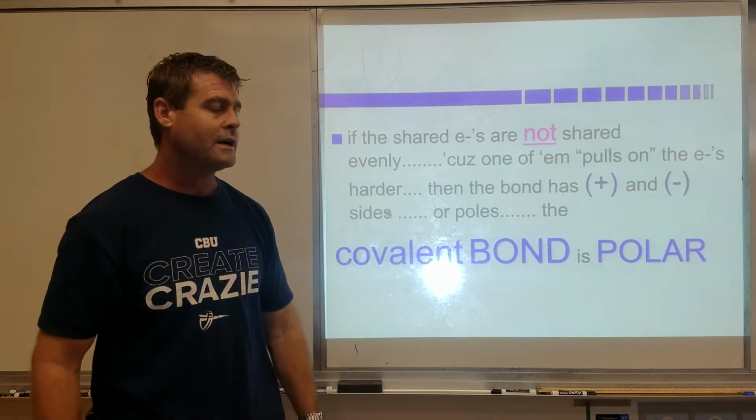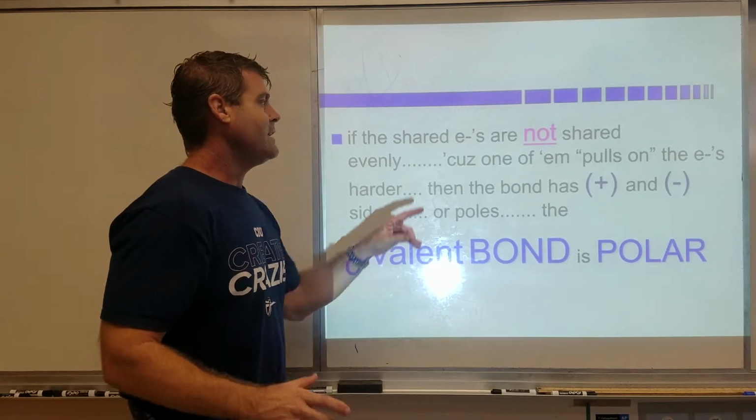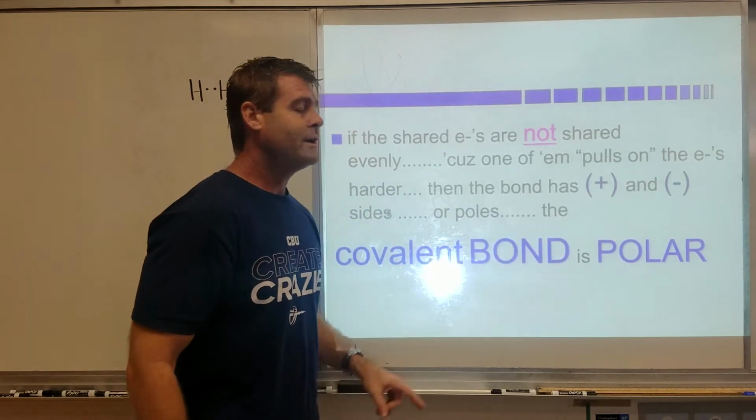You guys, this is an important concept. Make sure you write it down. If the electrons are not shared evenly, we'd say the covalent bond is polar.